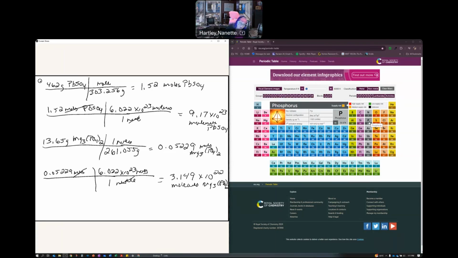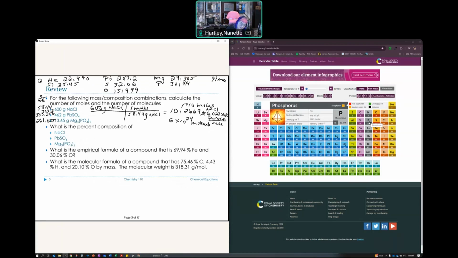Okay. Now I'm going to come back here. The percent composition of NaCl. Okay. Well, if I want to look for percent Na, I know that that's going to be based on the mass of Na, 22.990 grams, over the mass of the whole thing. So the mass of that NaCl we calculated to be 58.44. So 22.990 divided by 58.44 times 100.